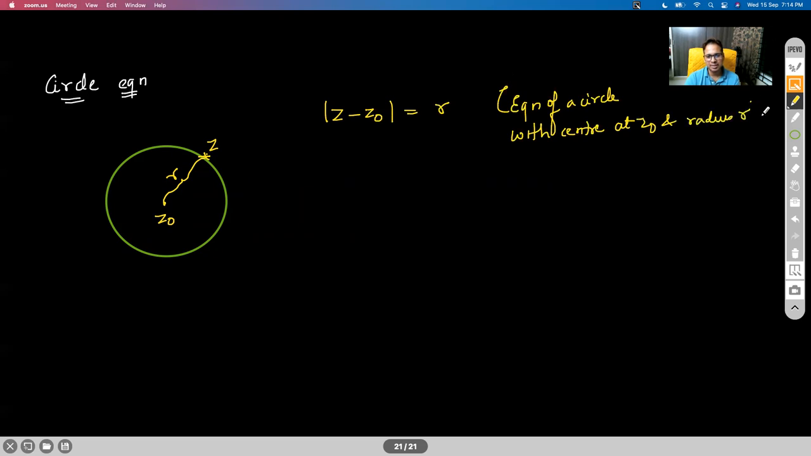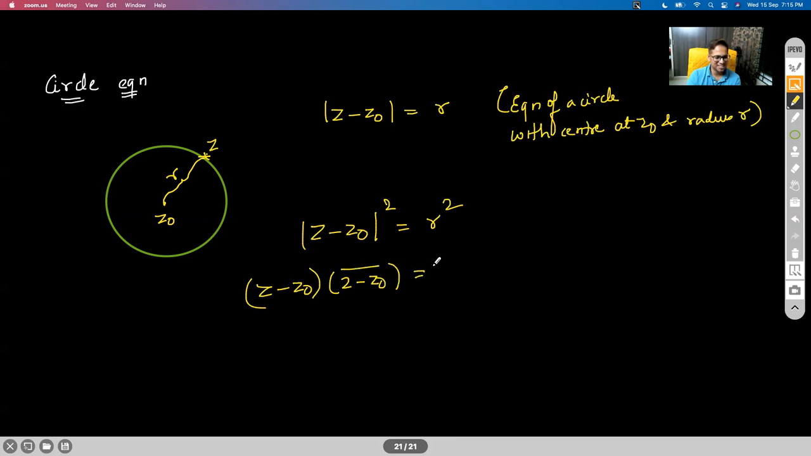But you know what? These examiners, they want to complicate this expression. So there's another format of this equation. What they will do is they will square both the sides. Why do they do this? They just want to test you from several perspectives. So the same equation, now I'm complicating it.